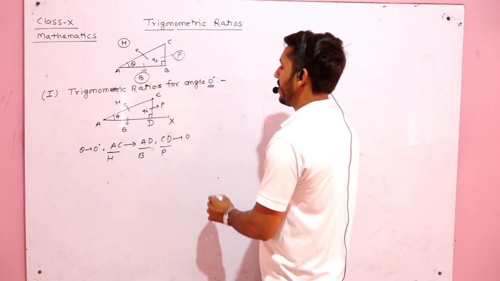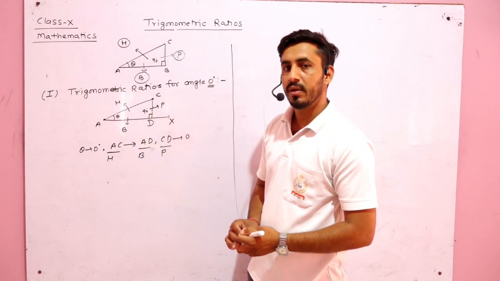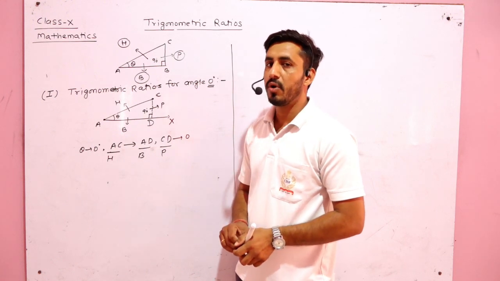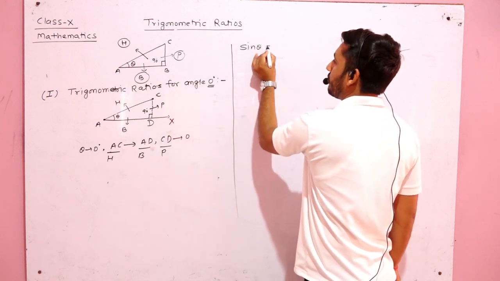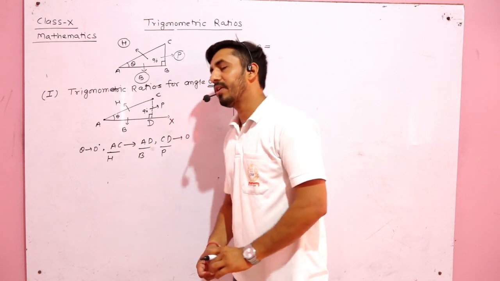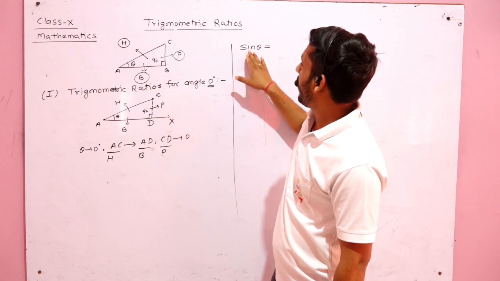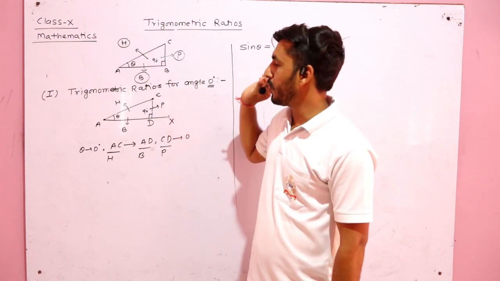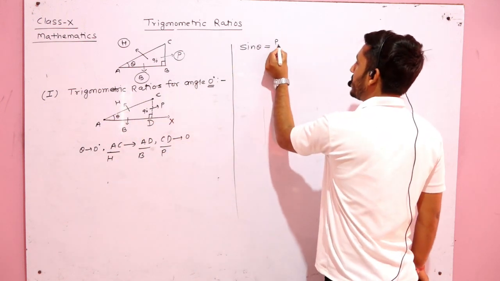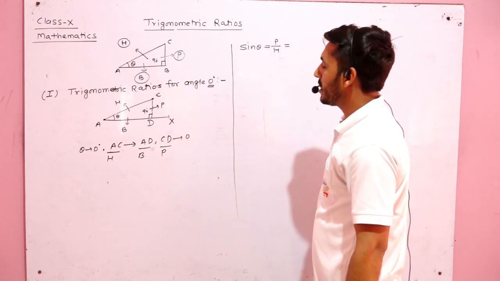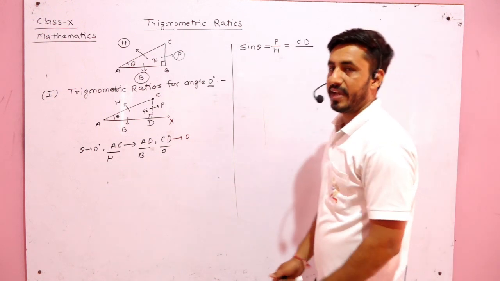And with all the relations we have, the obtained result of trigonometric ratios in terms of sides can be found. First we have to find the value of sin theta. We know sin theta is perpendicular upon hypotenuse. It means P upon H. Then what is the value of P? P is equal to CD. Then this is CD and this is H. H means AC.